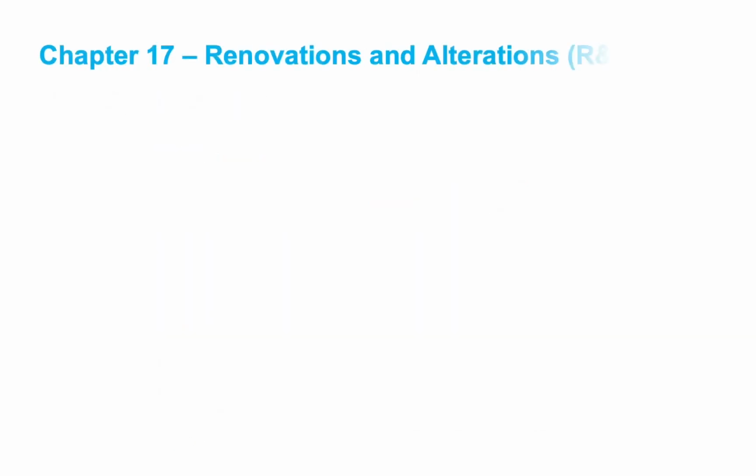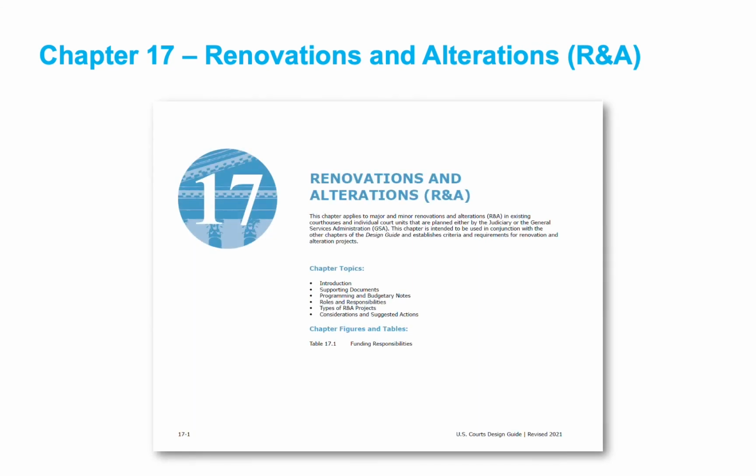Chapter 17 is a new chapter. The content for this chapter was previously located in the Renovation and Alterations Appendix to the Design Guide. This chapter is intended to provide an understanding of the renovation and alteration process for both prospectus and non-prospectus projects, as well as to address considerations for planning, design, and construction of these project types.